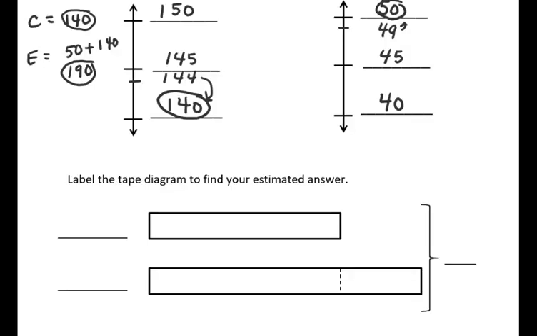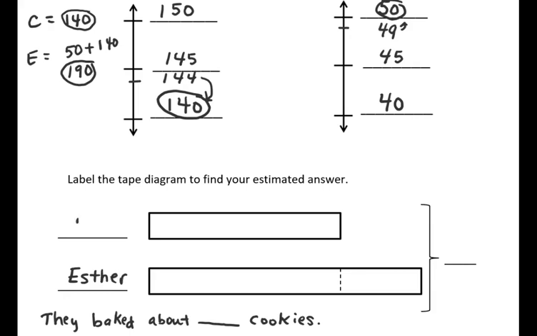Now let's see how that would look on the tape diagram. So first I'm going to write my answer statement with a blank. So we wanted to know about how many cookies the two girls baked. So we'll say they baked about blank cookies. Now let's get our numbers and labels on the tape diagram. Since Esther baked more than Connie, we know that her tape is going to be the longer tape. And then Connie will be the shorter tape. And we need to find the combination of the two of them.